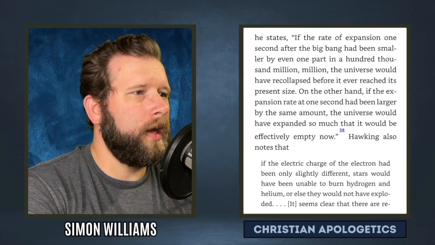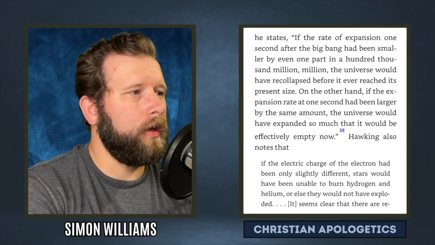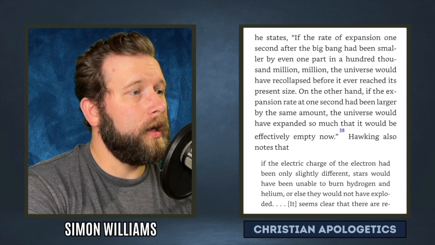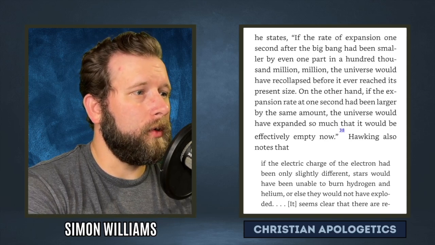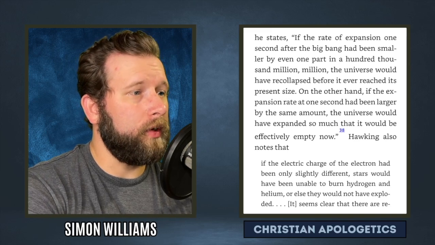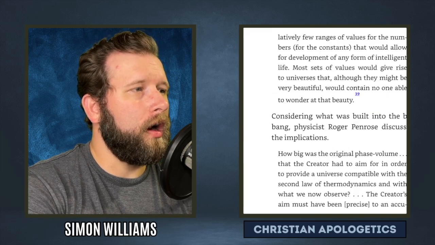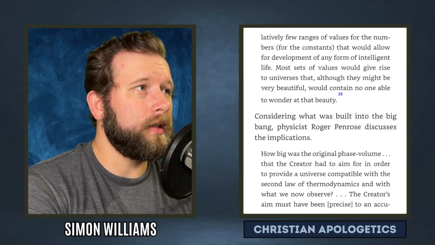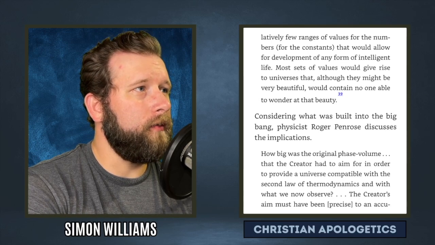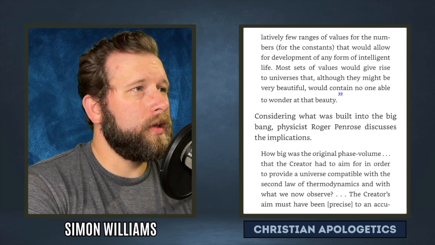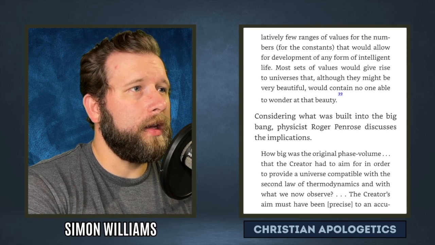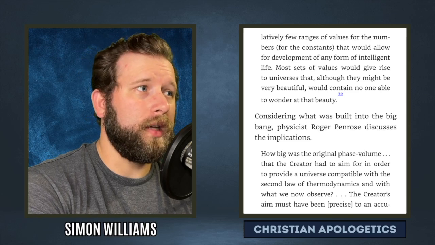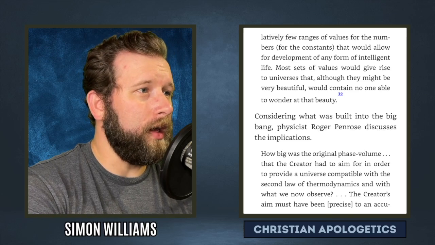Hawking also notes that if the electric charge of the electron had been only slightly different, stars would have been unable to burn hydrogen and helium, or else they would not have exploded. "It seems clear that there are relatively few ranges of values for the numbers, for the constants, that would allow for development of any form of intelligent life. Most sets of values would give rise to universes that, although they might be very beautiful, would contain no one able to wonder at that beauty."